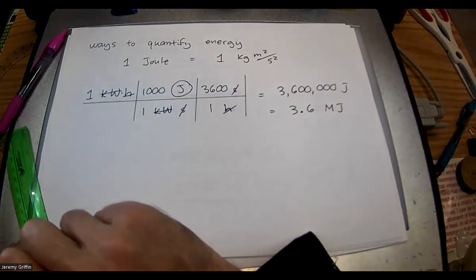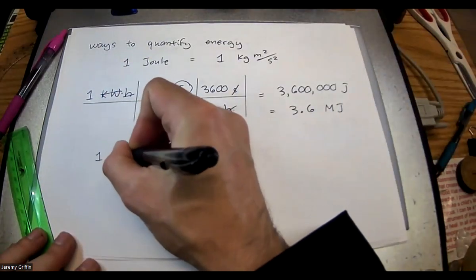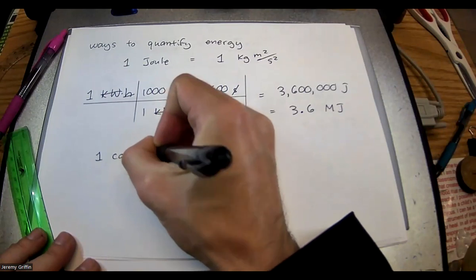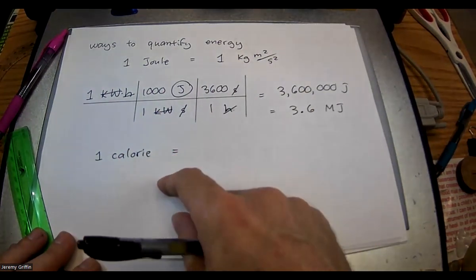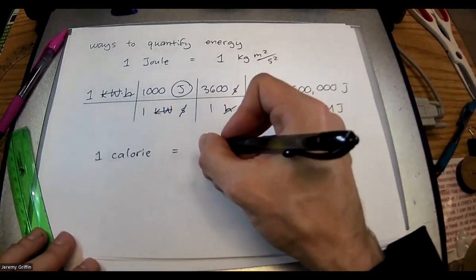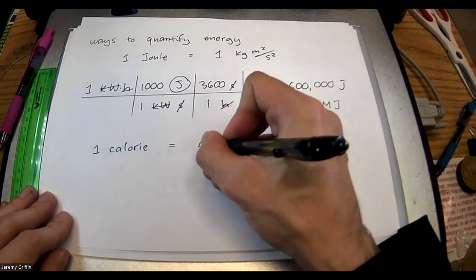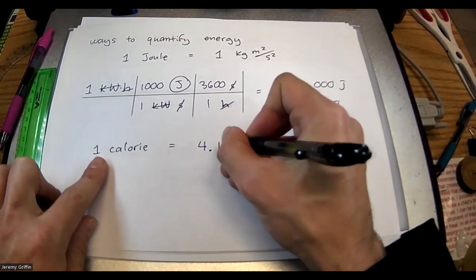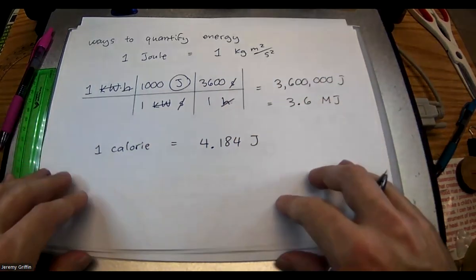Okay, so we got kilowatt hours. You guys ever heard of calories? That could represent some amount of energy, right? The definition of a calorie is the amount of energy it takes to raise the temperature of 1 gram of water by 1 degree Celsius, which has to do with the specific heat capacity of water. So 1 calorie ends up being 4.184 joules, so about 4 joules per calorie.